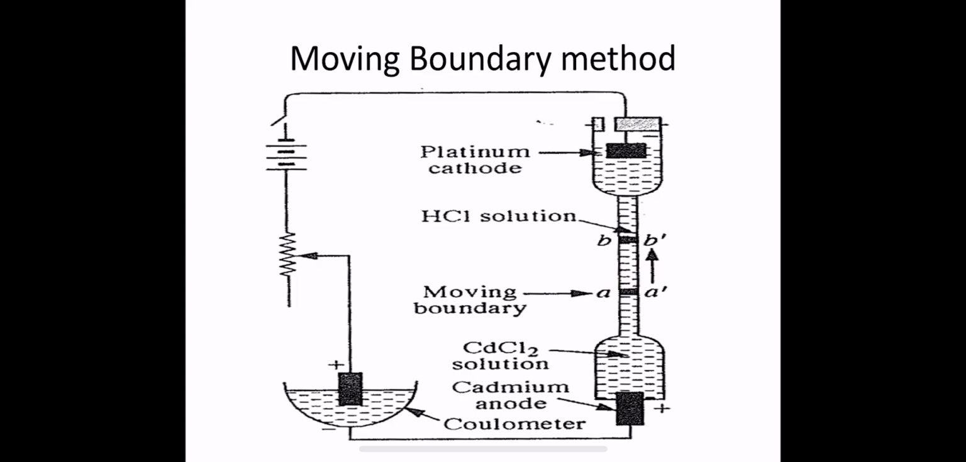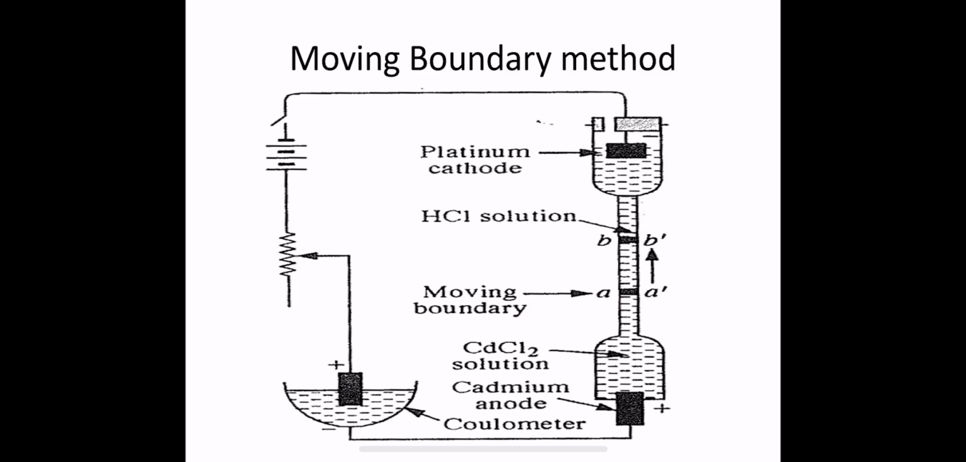The concentrations of the solutions are so adjusted that the hydrochloric acid solution is lighter than the cadmium chloride solution. We should take care while preparing the solutions that the hydrochloric acid solution is less dense than the cadmium chloride solution. Why do we do this? Because the hydrochloric acid has to flow over the cadmium chloride solution, and then we observe a sharp boundary between these two solutions.